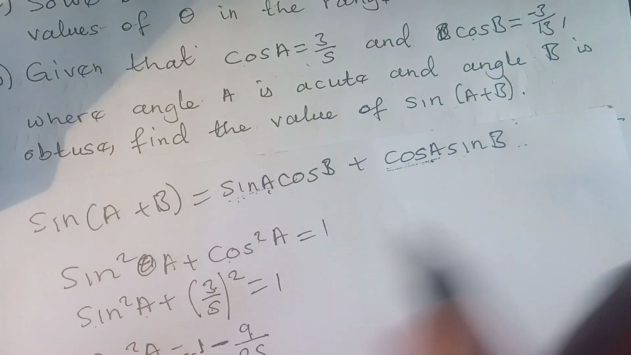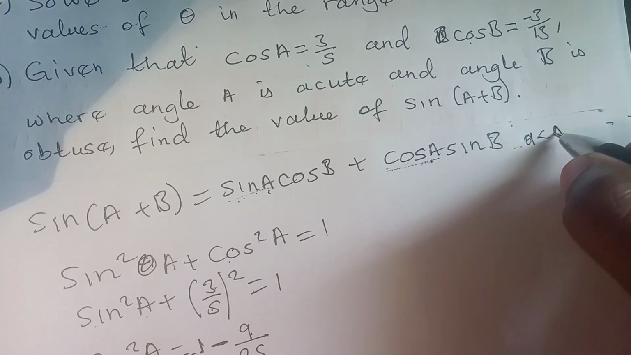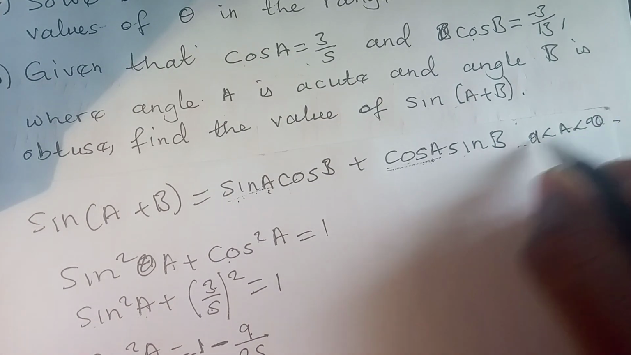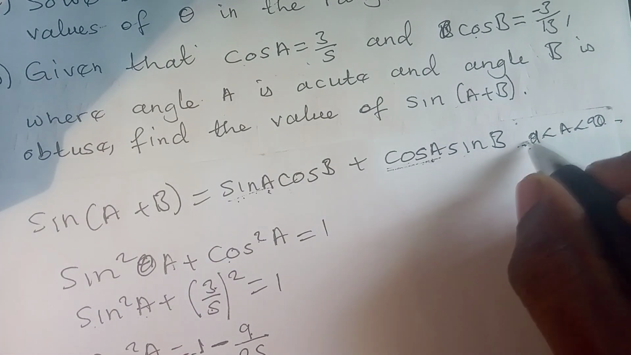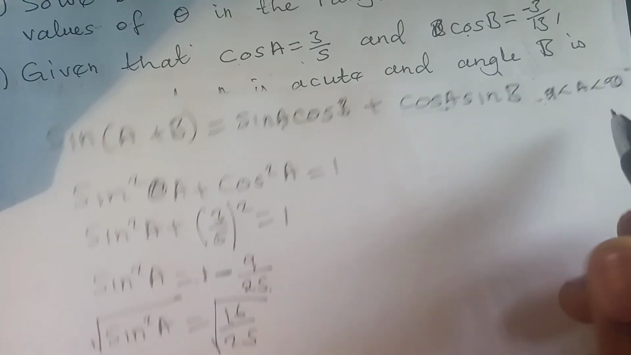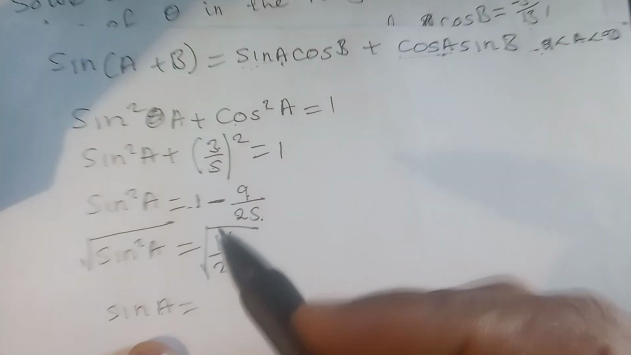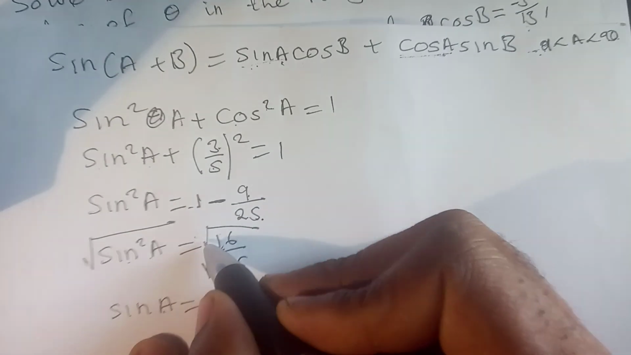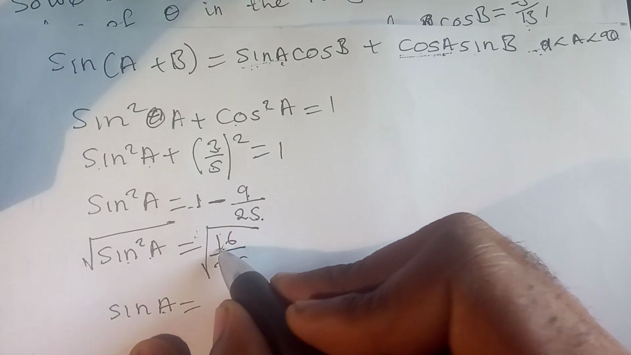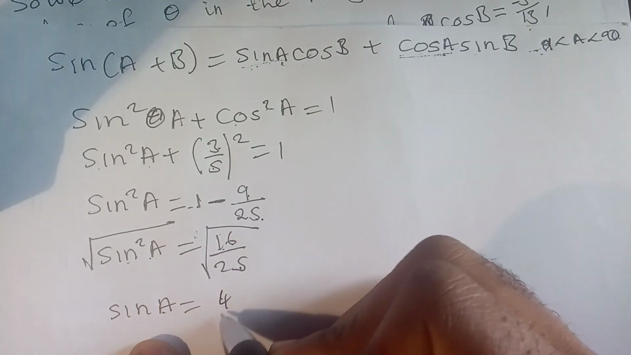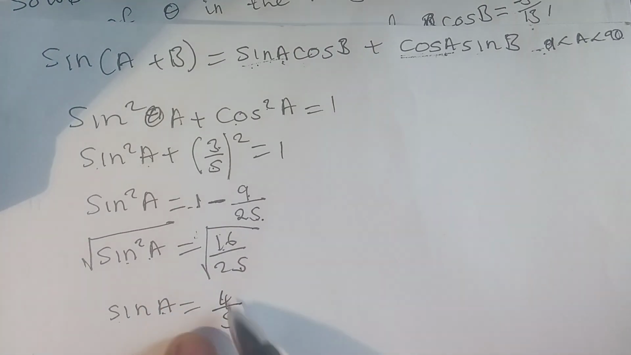In the statement here, we've been told that angle A is acute. So A is somewhere between 0 and 90 degrees, which means you expect all the ratios to be positive in this range. You don't need to put plus or minus there; you just take the positive value of the square root. The square root of 16 is 4, and the square root of 25 is 5. So this is our sin A.